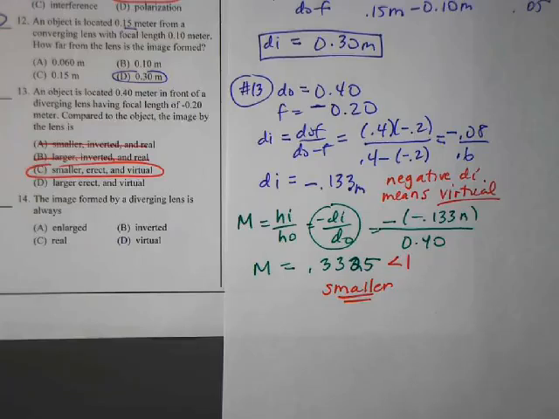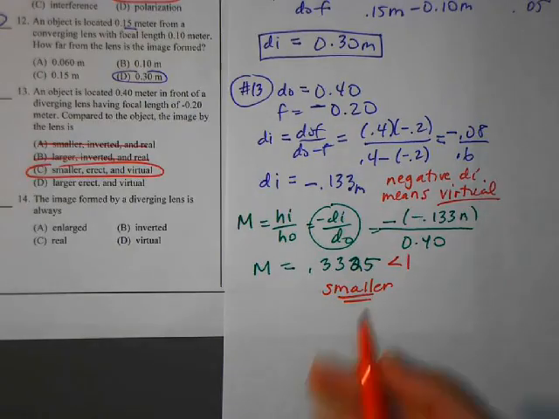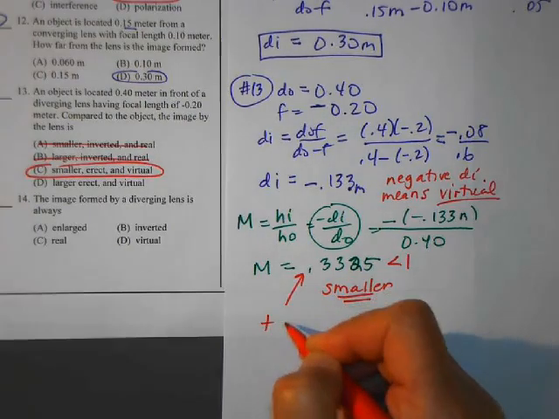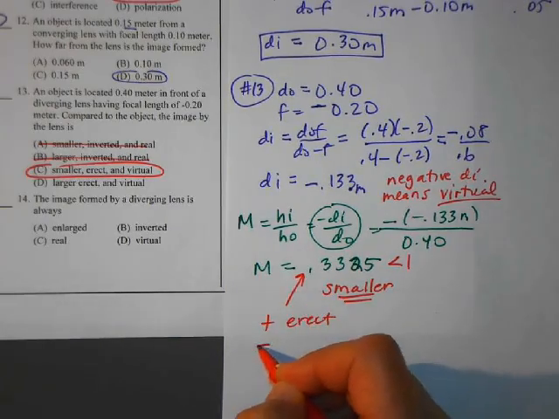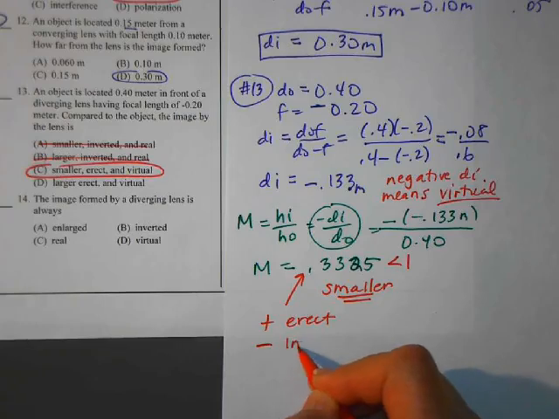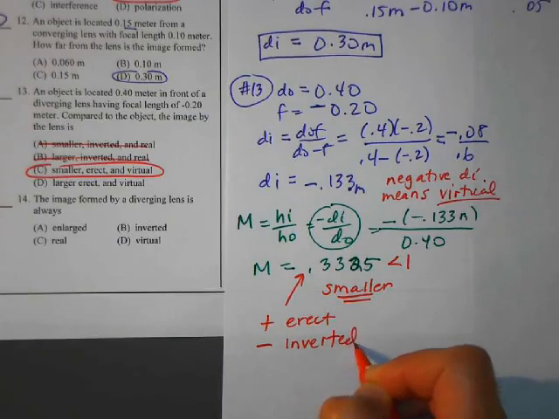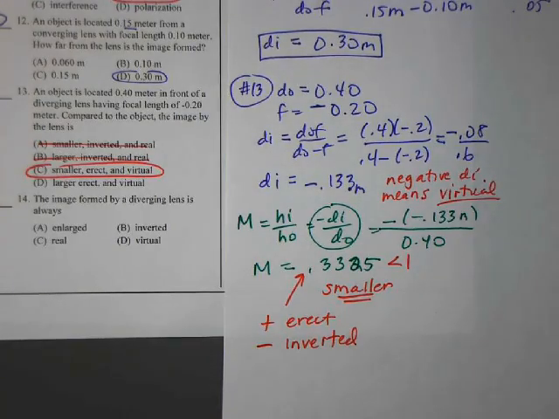If I wanted to know if it was erect, if this is positive, it's erect. If the magnification is negative, that means it's inverted. So the magnification can tell me two things. Is it larger or smaller? Is it erect or inverted?